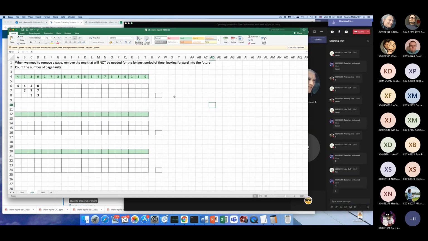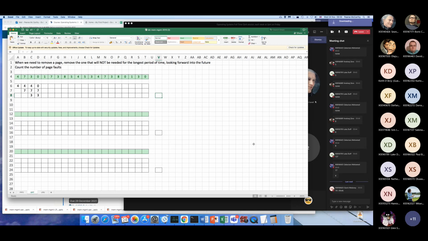Okay. So before we actually do it, what did people get for the number of page faults? Anybody? No. 14, Gavin says, so 14 is a possibility. Anybody else? I can't remember, being honest with you. So we'll have a look.